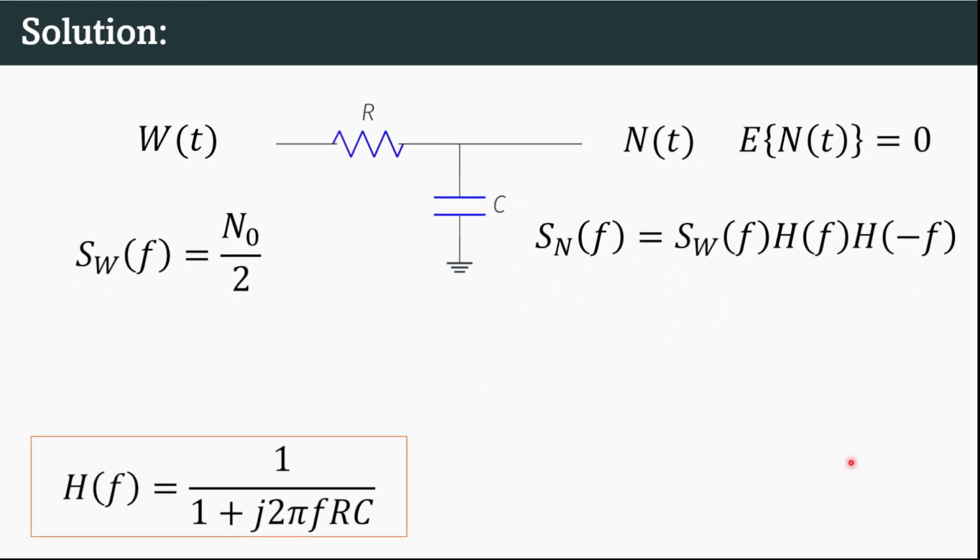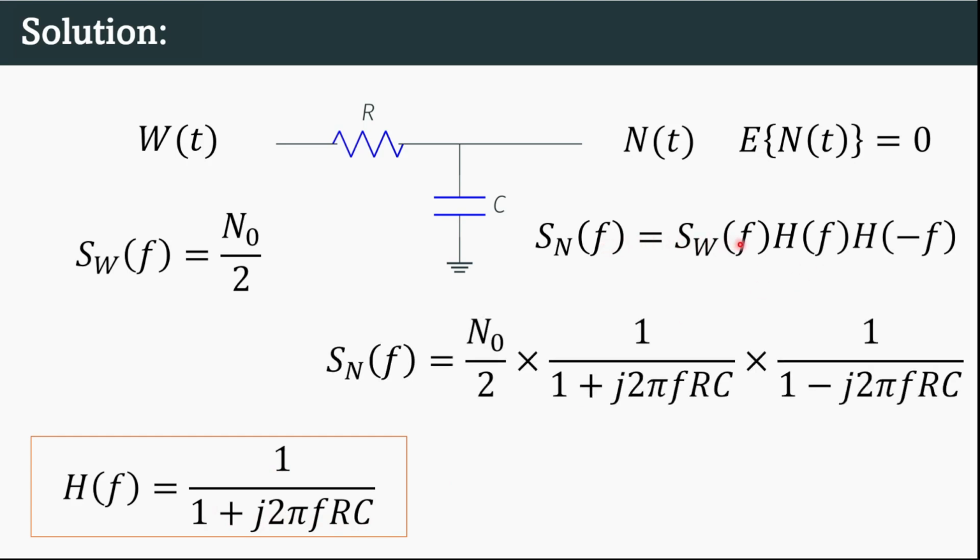So this is what we have to find out, right? We know SW of F, the power spectral density of the input process, which is nothing but N naught by 2, and H of F, we calculated that to be 1 by 1 plus J2 pi F RC, and let us substitute that.